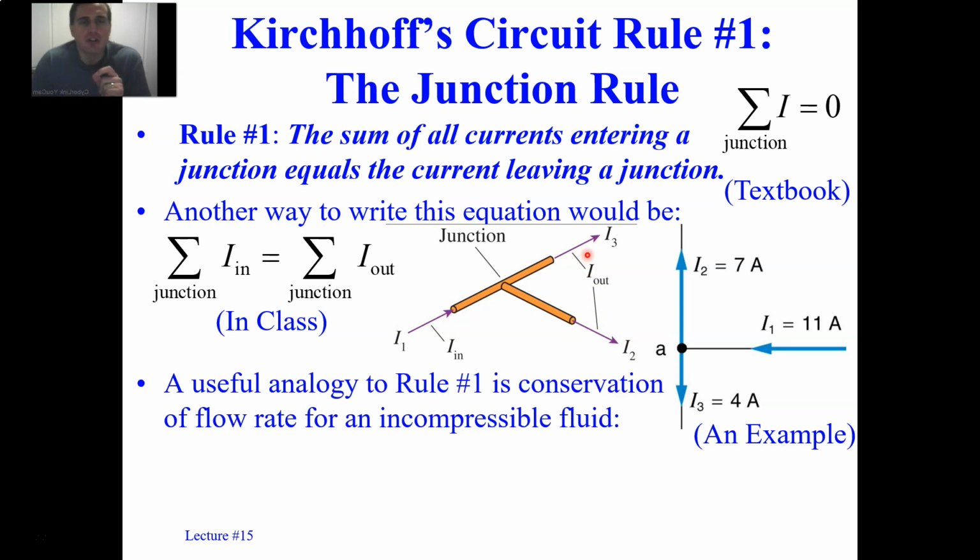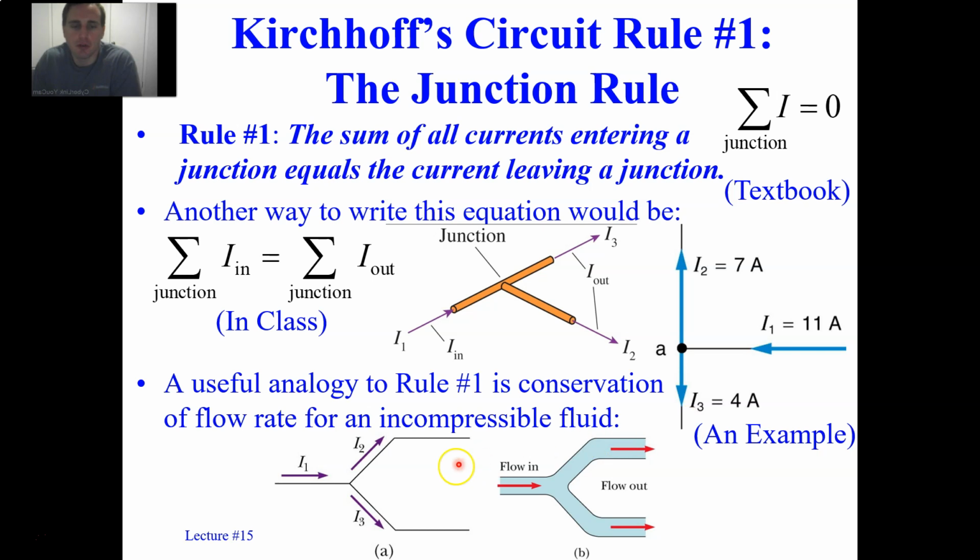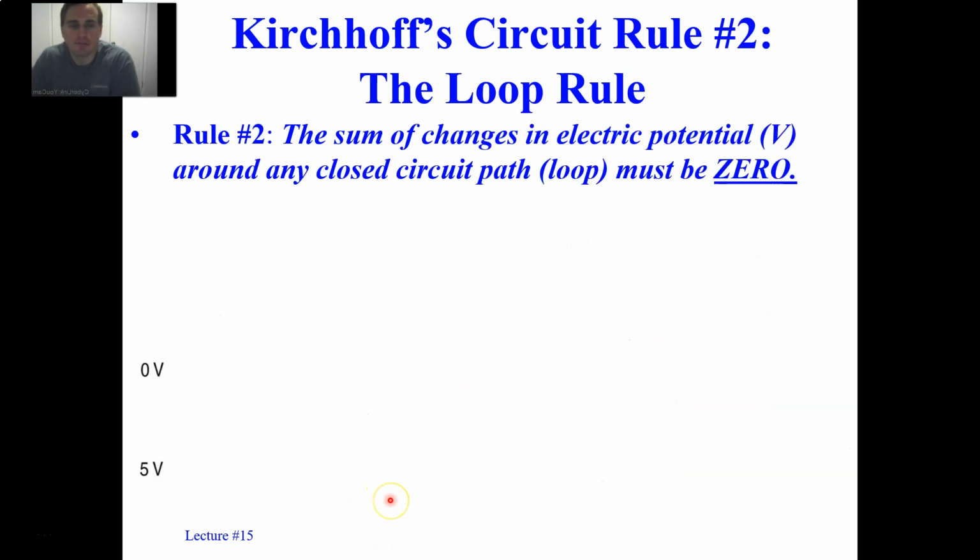And a useful analogy of Kirchhoff's rule number 1 is the conservation of flow rate for an incompressible fluid. When current goes into a junction and splits up into different currents, I1 equals I2 plus I3, that's like the flow rate in is equal to the sum of the flow rates that go out. So as long as a fluid is incompressible, conservation of mass is very similar via the continuity equation to conservation of charge, which is, again, for electric current.